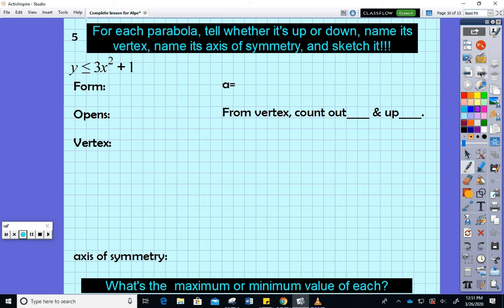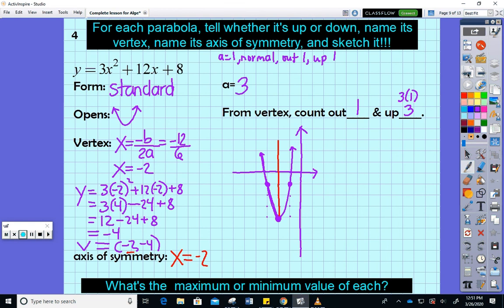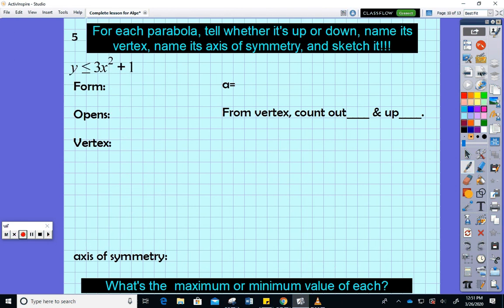All right, so oops, one more thing. Is the vertex in this case a max or a min? I say it's a min. So if all they ask is max or min, you're going to say min. What is the min? It's the point (-2, -4). If it just wants the minimum value, then you might just say the minimum value is -4, the y coordinate.